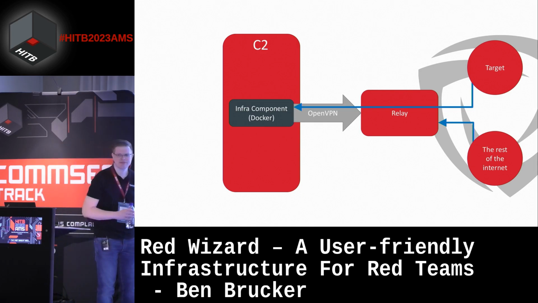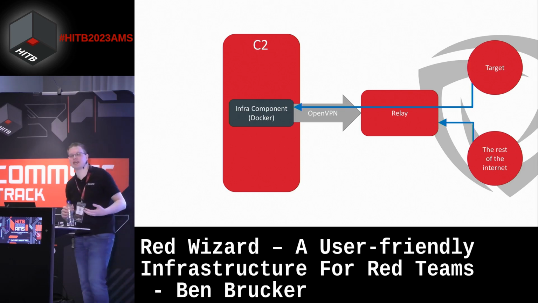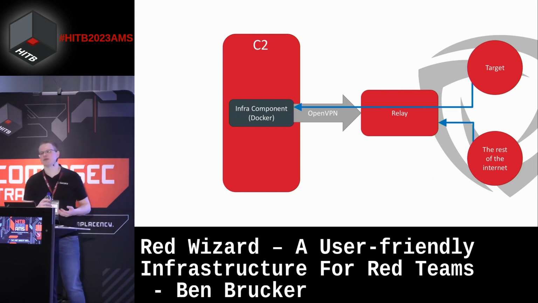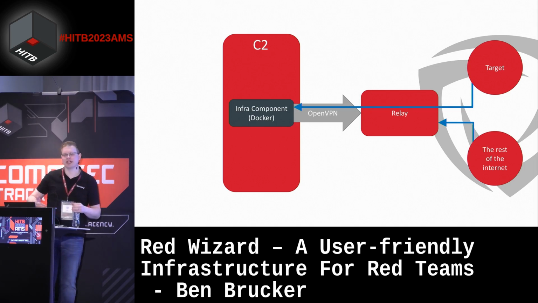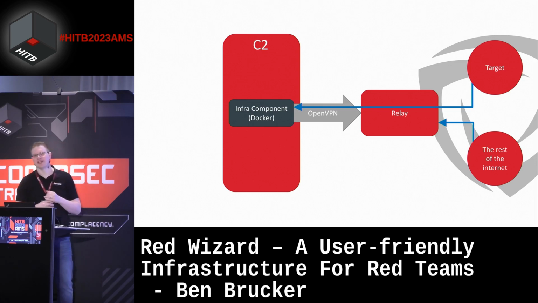For example, there are tools out there that scan the entire internet for Cobalt Strike instances. So you don't want your command and control infrastructure to turn up in those scans. That's why only very specific URLs get forwarded to your Cobalt Strike instance on the backend. The same goes for phishing or any other components that you have.